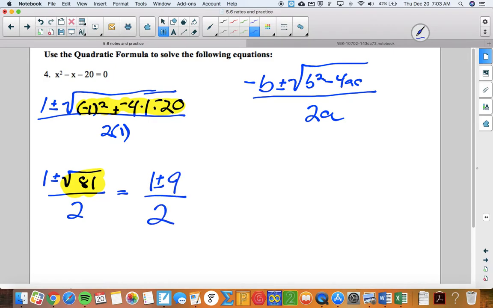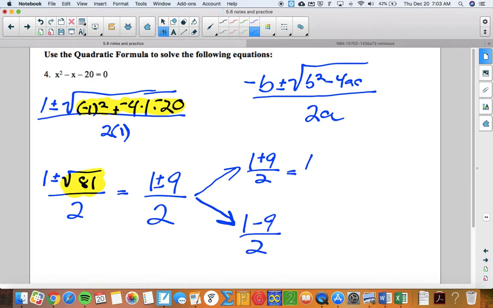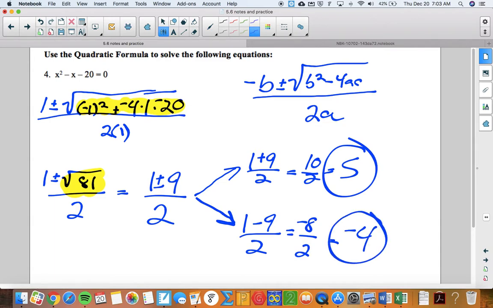So here's how we get our two real solutions. Since my discriminant was a positive number, it was 81, I know I get two real solutions. Well, this says 1 plus or minus 9 divided by 2. So do 1 plus 9 divided by 2. Your other answer is 1 minus 9 divided by 2. So we get 10 over 2, which is 5. That's one solution. And we get negative 8 over 2, which is negative 4. That is the other solution.